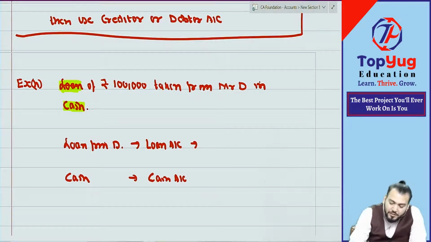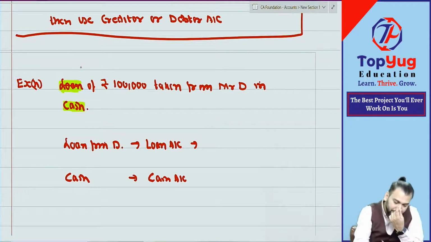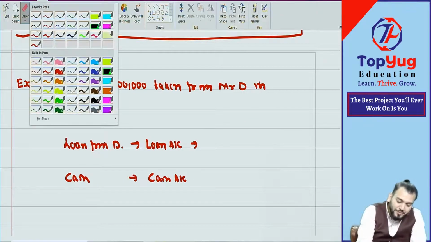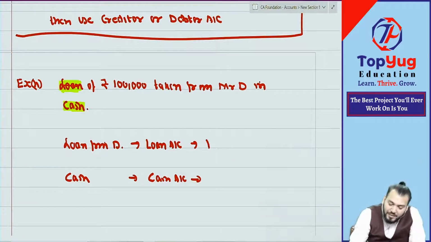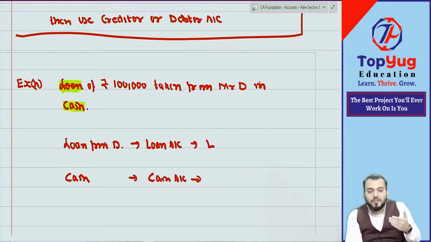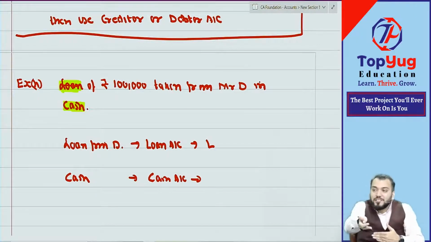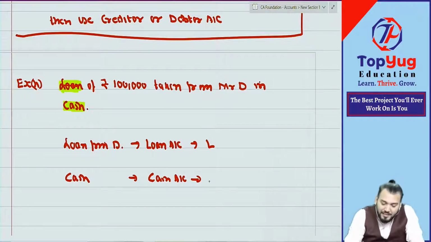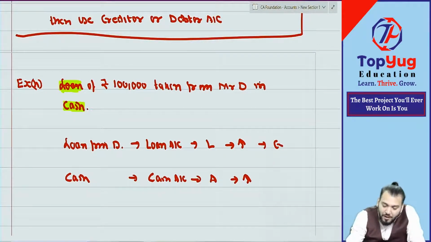Now find out what this loan account is. Asset, liability, income, expense? This loan is a liability. Why is it a liability? Because you have received a loan, so this is the amount payable to that person. Any amount payable to that person becomes a liability, and cash is an asset. Increase in asset and increase in liability will be debited.